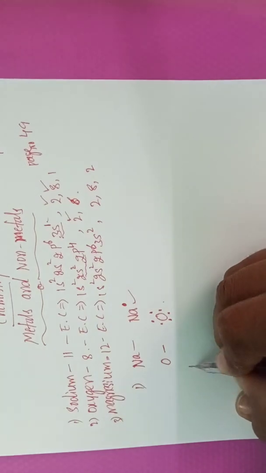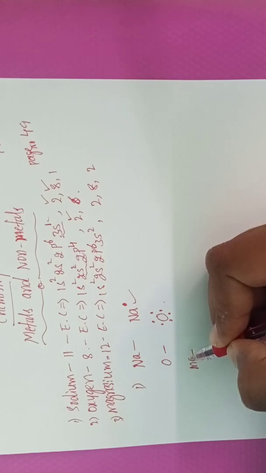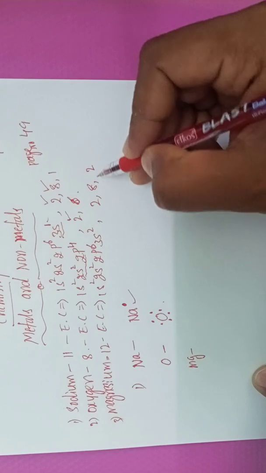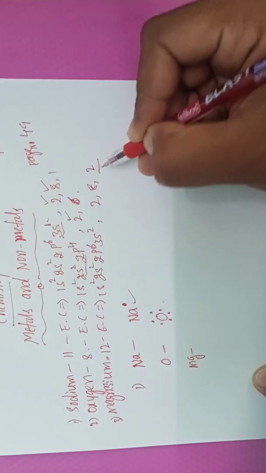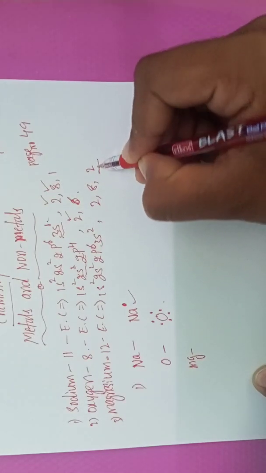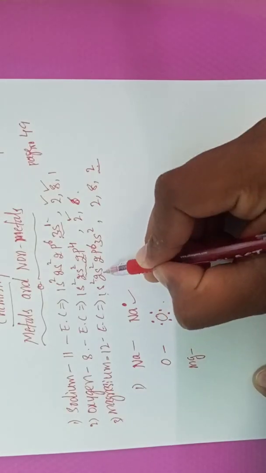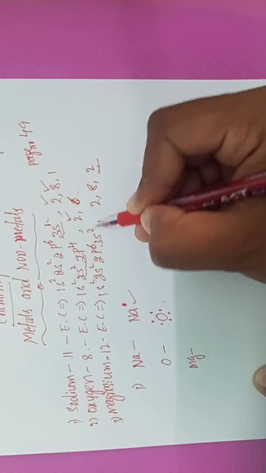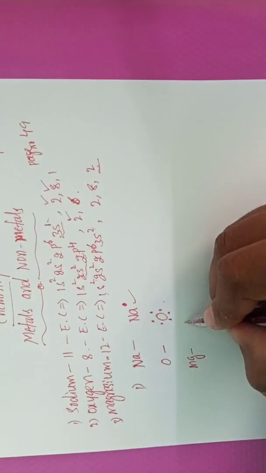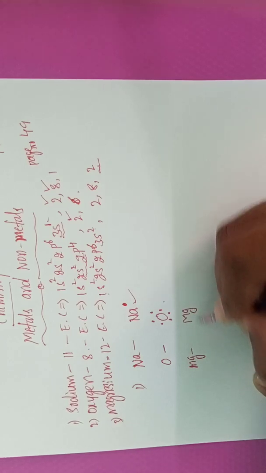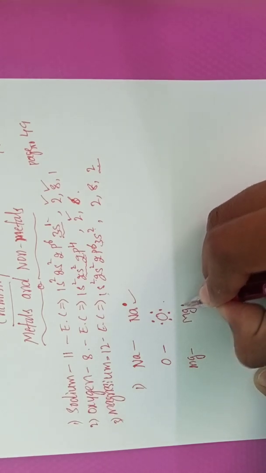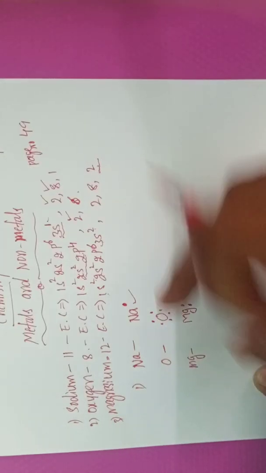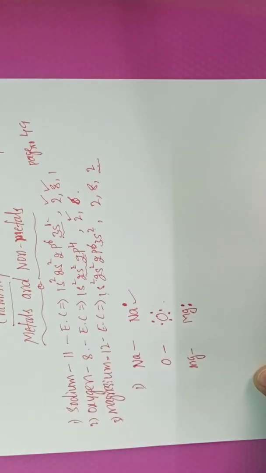Next is magnesium. Magnesium atomic number is 12 and we know the electronic configuration. In the last shell we have only 2 electrons. In the first shell 2 electrons, in the second shell 2 plus 6, totally 8, and in the third shell we have 2 electrons. That's why first you write the symbol of magnesium, that is Mg, and represent the 2 dots. So this is the way to write the electron dot structure of elements.